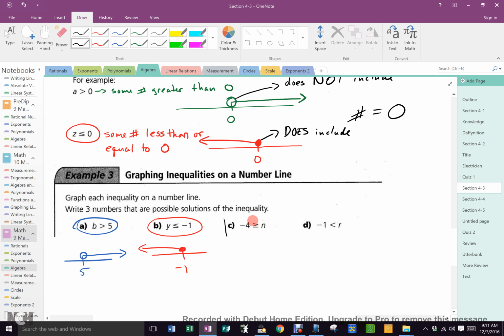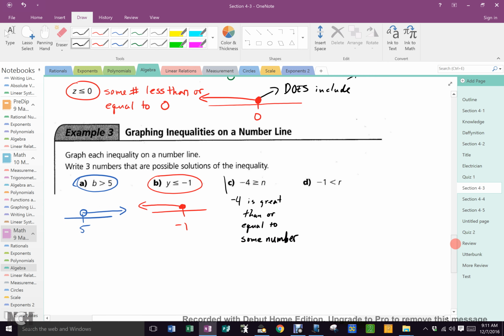Now, this has changed slightly, hasn't it? Because how do we read? Left to right, yeah? So what is this in English? Read that to me in English. Start on the left. What's the first thing you see? Negative 4. What does that symbol mean? Is greater than or equal to some number. So now try and graph that for me. I'm going to wait a second while you look at it. Does the beginning of my graph change at all? I need a line, and what's the only number on it that matters?